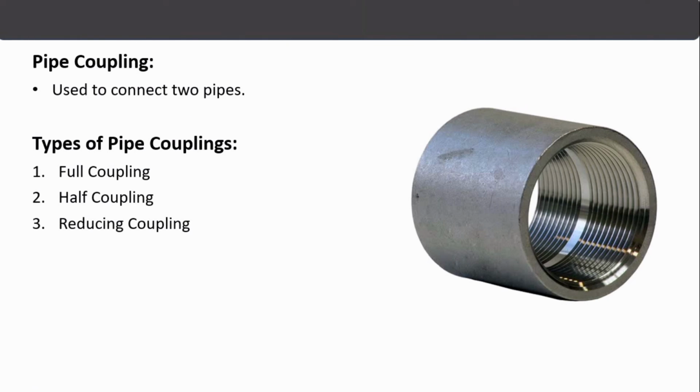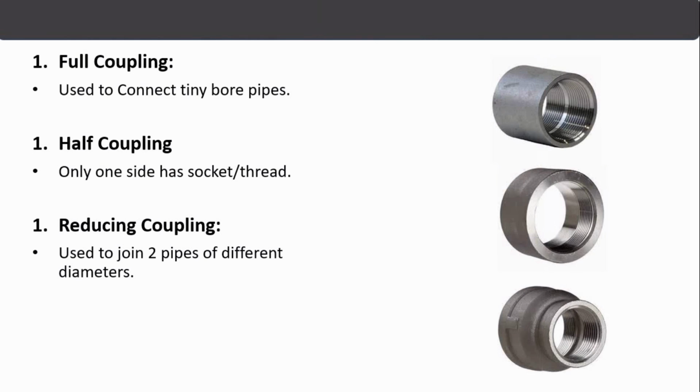Pipe coupling. In this image, you can see a pipe coupling, and it is used to connect two different pipes. Pipe coupling has three types: full coupling, half coupling, and reducing coupling. Here is the difference between them. Full coupling is used to connect two different pipes. Half coupling is used to connect only one pipe, and reducing coupling has two different pipe diameters and is used to connect two different pipes. And they are similar to a reducer, right?